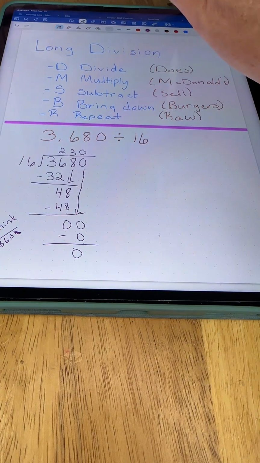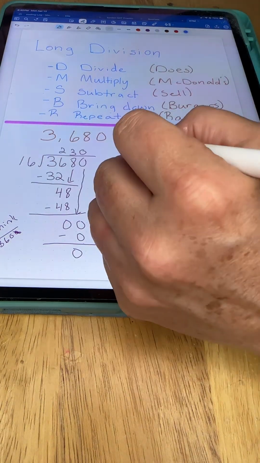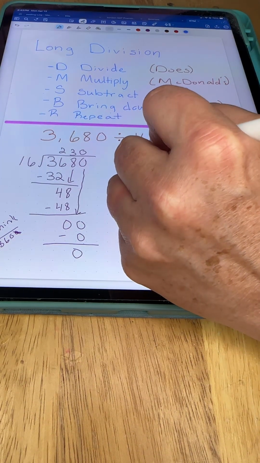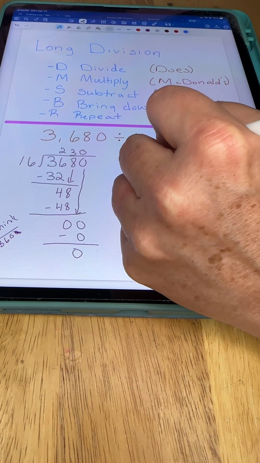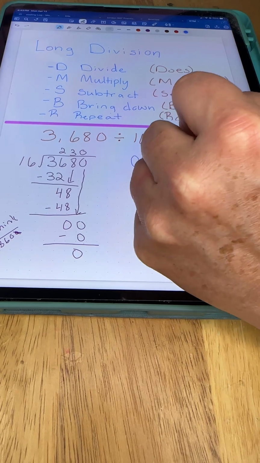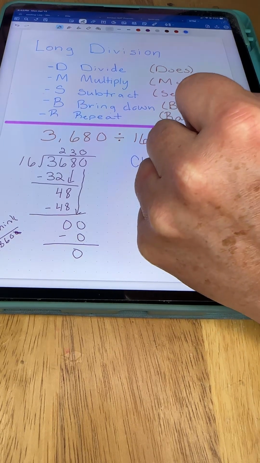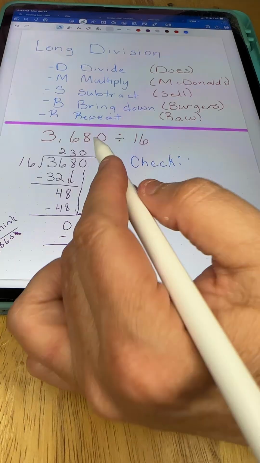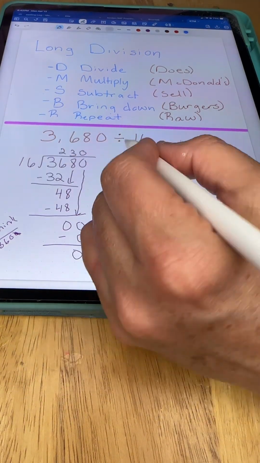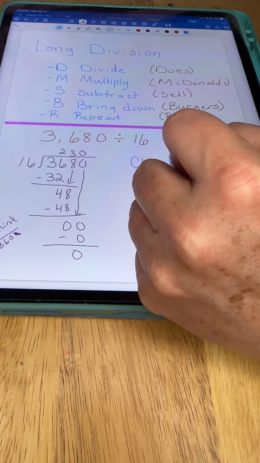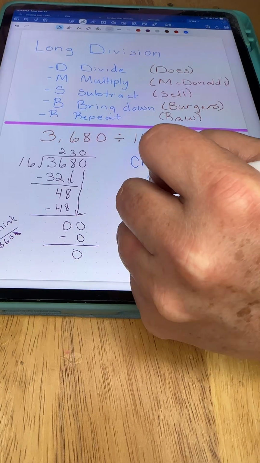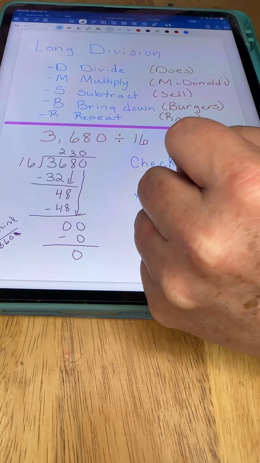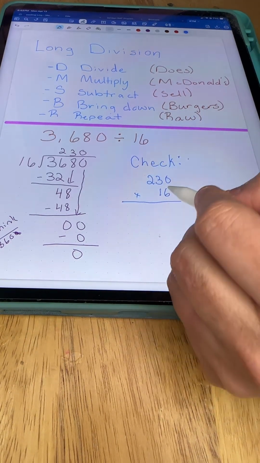So anyway, after we have finished our problem, I always tell my students to check. So we've talked about in other videos how division is the opposite of multiplication. So if we are checking a division problem, we can check that by multiplying, and we're going to multiply our quotient by our divisor.